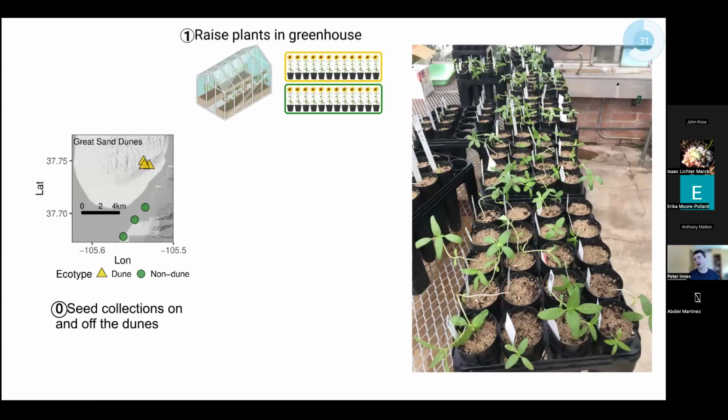Okay, so our experiment was pretty straightforward, just a general RNA sequencing experiment. We collected seeds from non-dune and dune prairie sunflower populations, and then we grew them in the greenhouse. So they were experiencing the same environment. So any differences we see in expression or alternative splicing should be due to genetic differences rather than the environment.